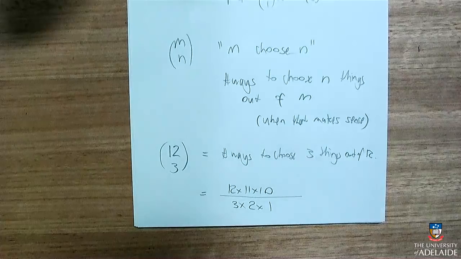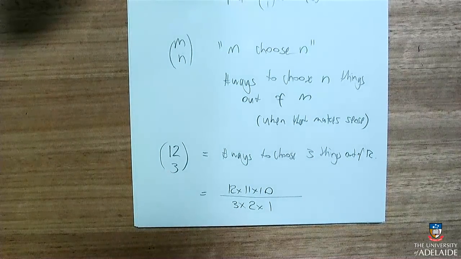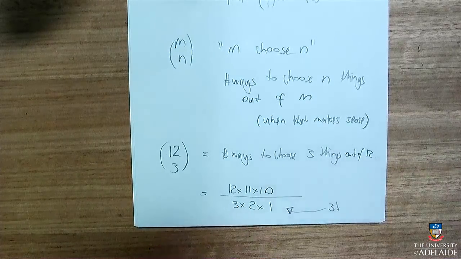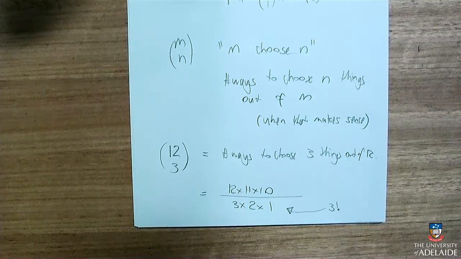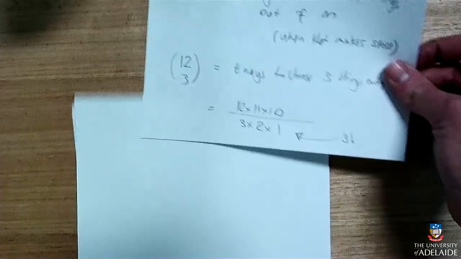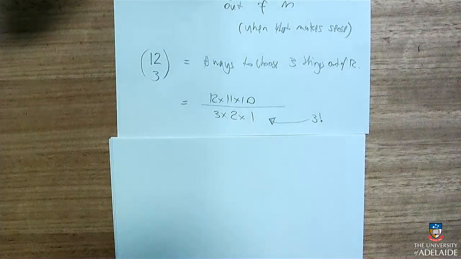Like that. So on the bottom we had 3, and that became 3 times 2 times 1, that's 3 factorial. And on the top, well, there were 3 numbers on the bottom, so I will put 3 numbers on the top, and I will start at 12 and work my way down. And that's the answer. That's what I get. Which is whatever it is. It's like 220 or something. I don't care what it is. Okay.